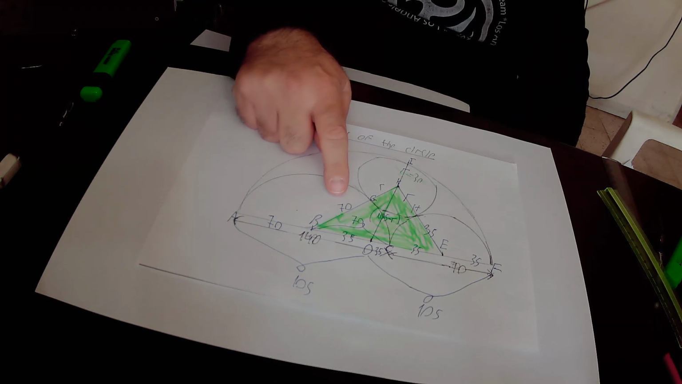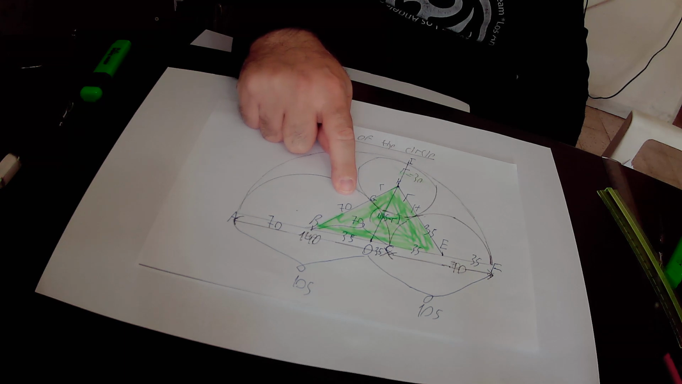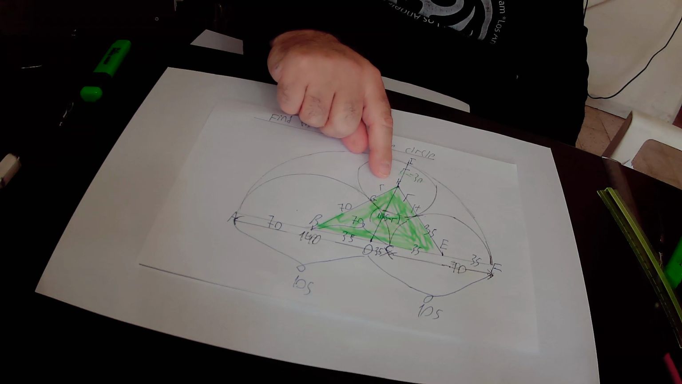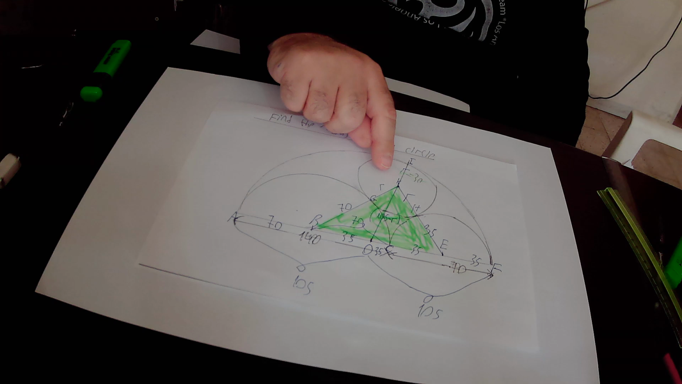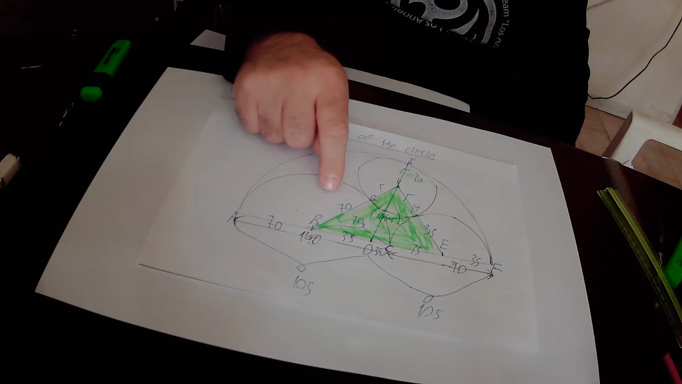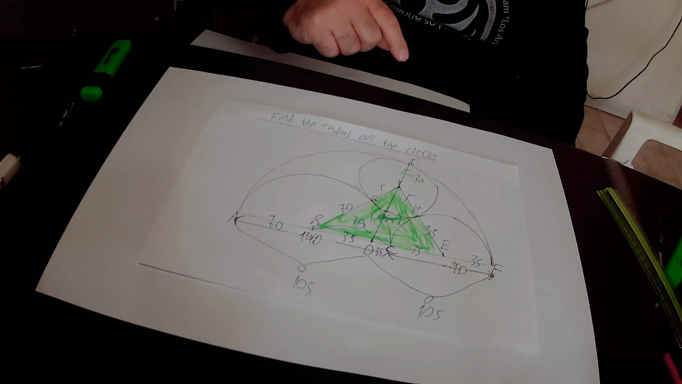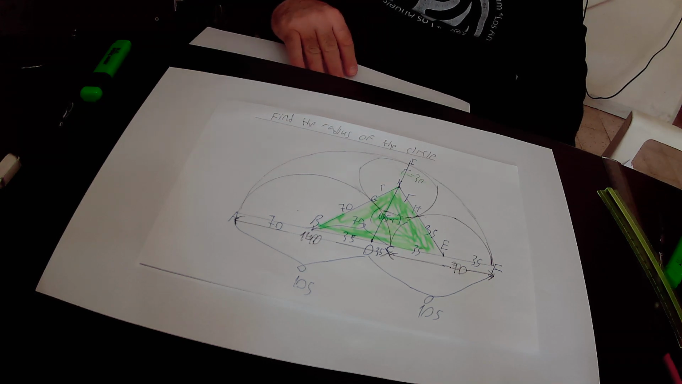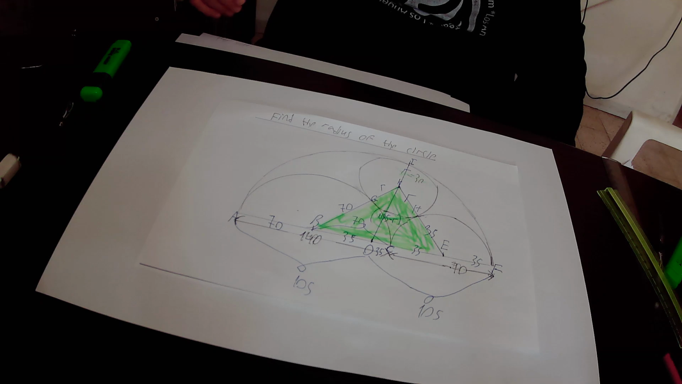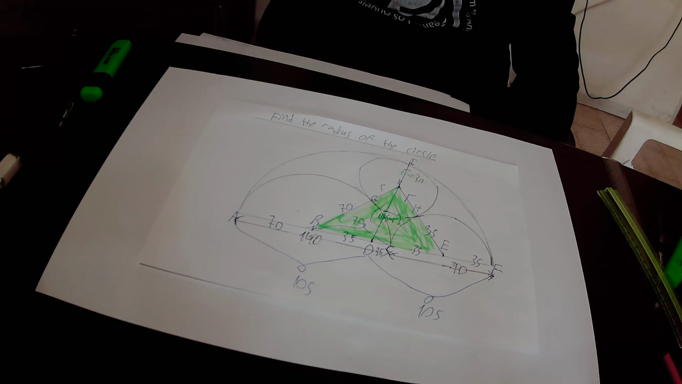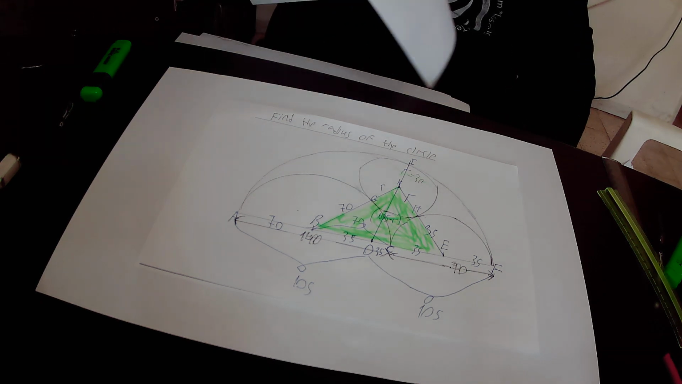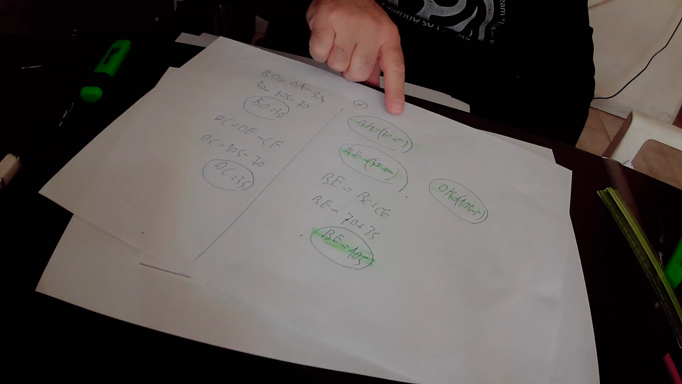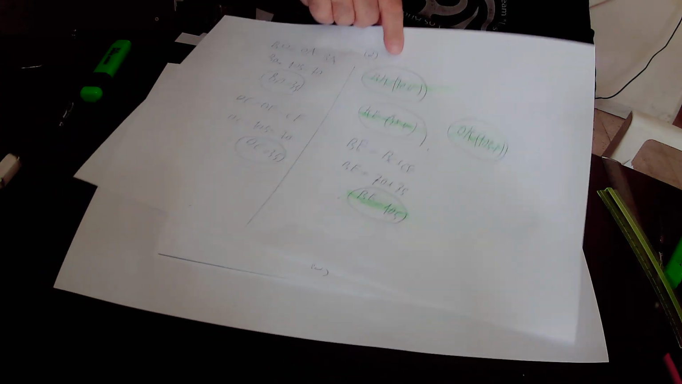So BG is the radius of this semicircle, that is equal to 70 units. GK is the radius of this small circle, that is equal to R. Therefore, the distance BK between their centers is 70 plus R. So BK equals 70 plus R units, as you can see here.